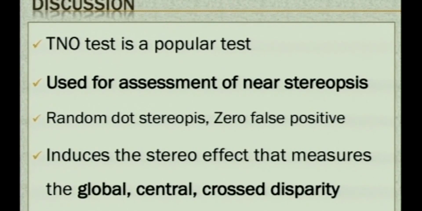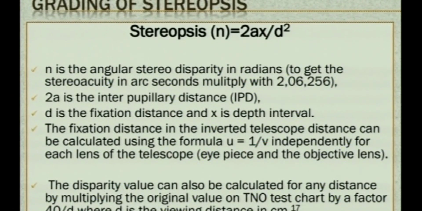The reason we chose the TNO test is it's a popular test for assessment of near vision, and it produces random dot stereopsis, which has absolutely 0 false positives. If you have stereopsis on the TNO test, you will have stereopsis on all other tests available in the market. You can grade the stereopsis either in radians or in arc seconds by converting using a multiplication factor, and you can find out what distance is being created when you hold your telescope in an inverted fashion using this formula: U equal to 1 by V.